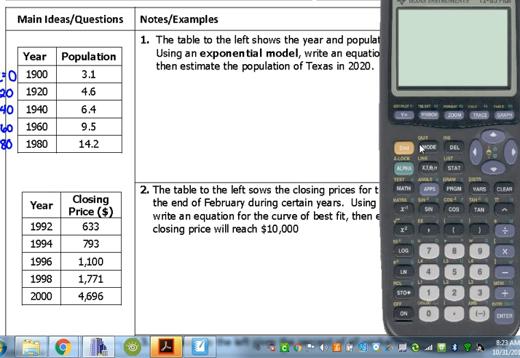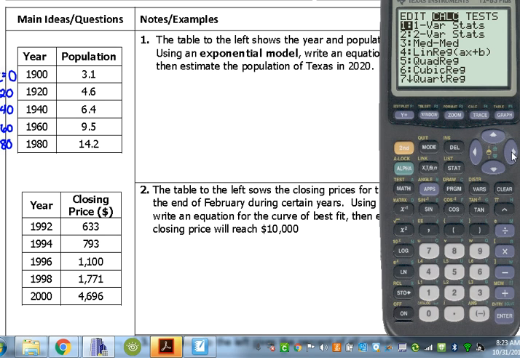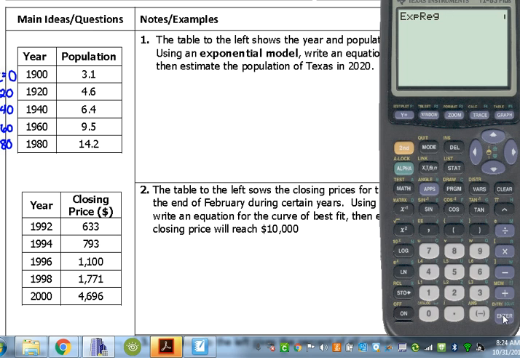Okay, so we've got to quit. So second mode, we've got to go back to our blank home screen. They want the exponential model. So we're going to go back to Stat, over to Calc. Now you're used to using number 4, LinReg. That's for linear, but this isn't linear. This is exponential. So option 0 is exponential regression. So scroll down to 0 or type in 0, and then press enter.